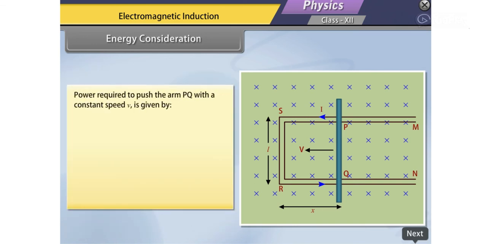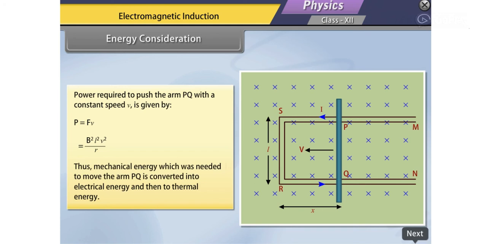Power required to push the arm PQ with a constant speed V is given by B square L square V square divided by R. Thus, mechanical energy which was needed to move the arm PQ is converted into electrical energy and then to thermal energy.